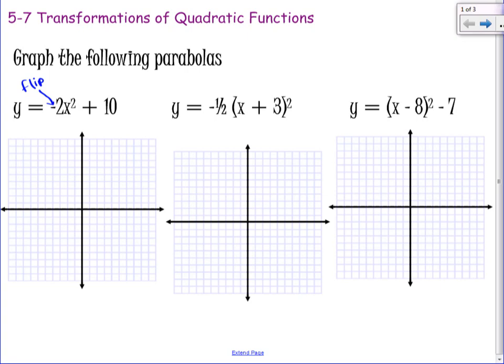What does the 2 tell us? More or less steep? More steep. And where are we moving the parabola?